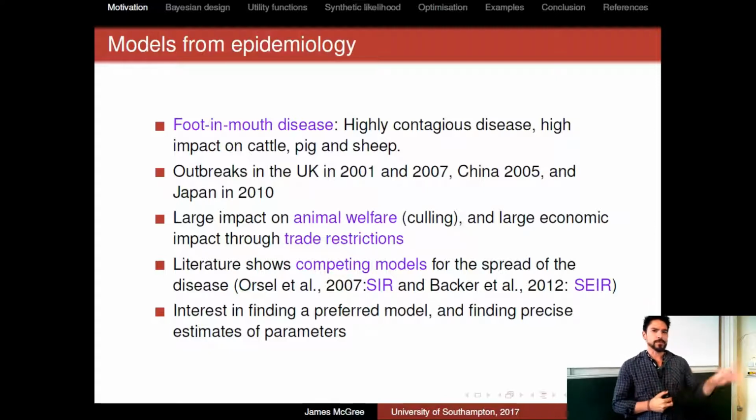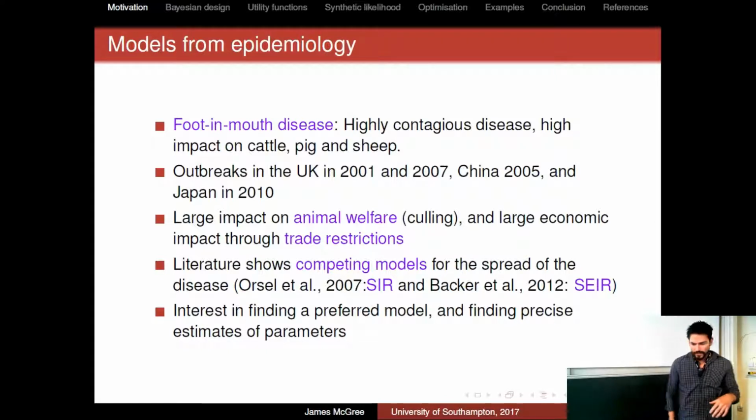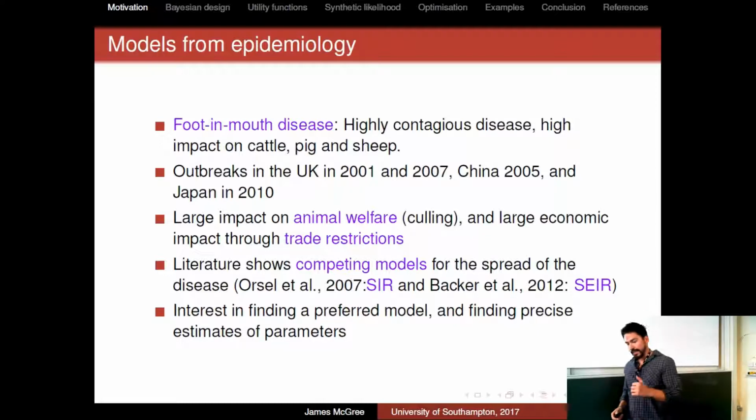So if you Google photos of animals who have this disease, then you find photos of animals with mouth ulcers and ulcers in other parts of their body. It looks quite painful. And actually, to try and stop the spread of the disease, there's been mass cullings of these animals. So there's an impact on animal welfare when this disease is out and about. But there's also a large economic impact on these countries, because there are trade restrictions when this disease is spreading.